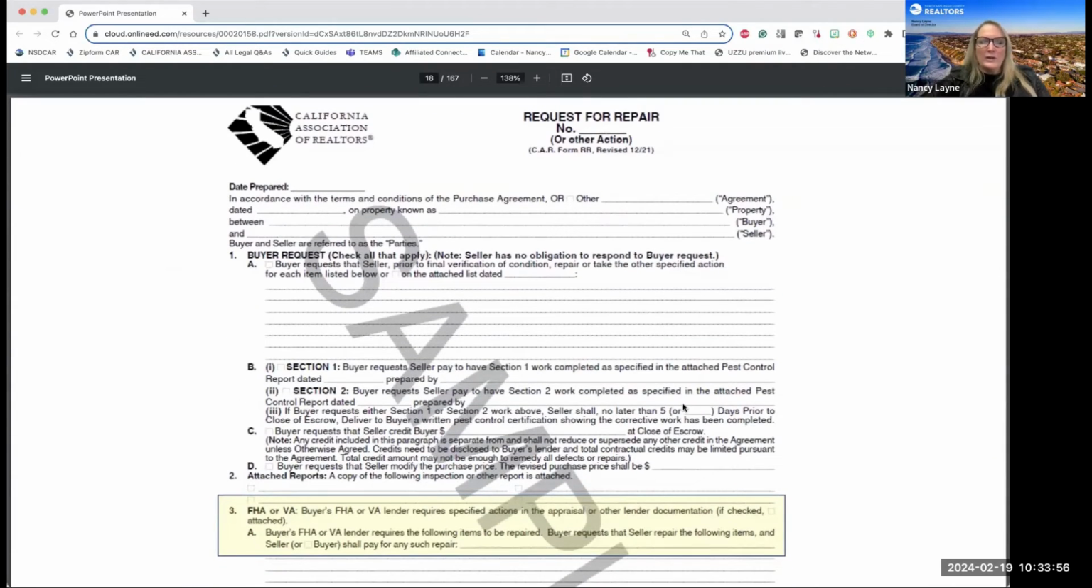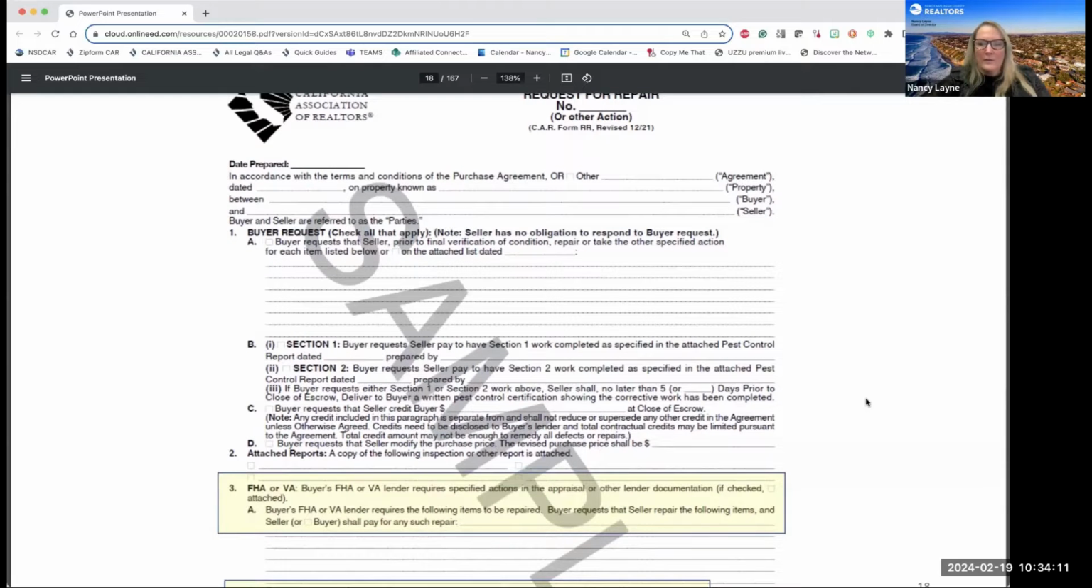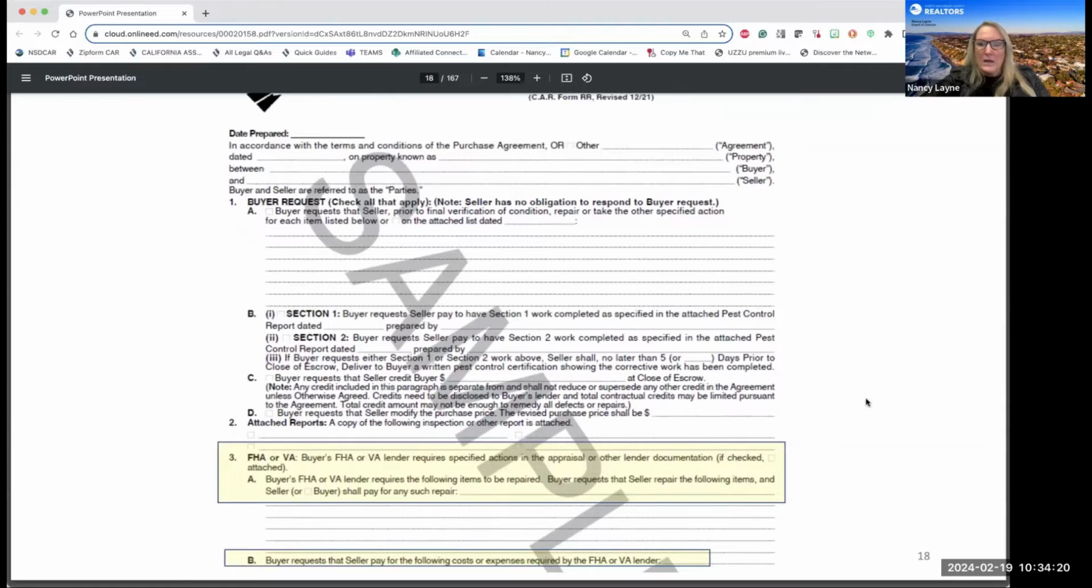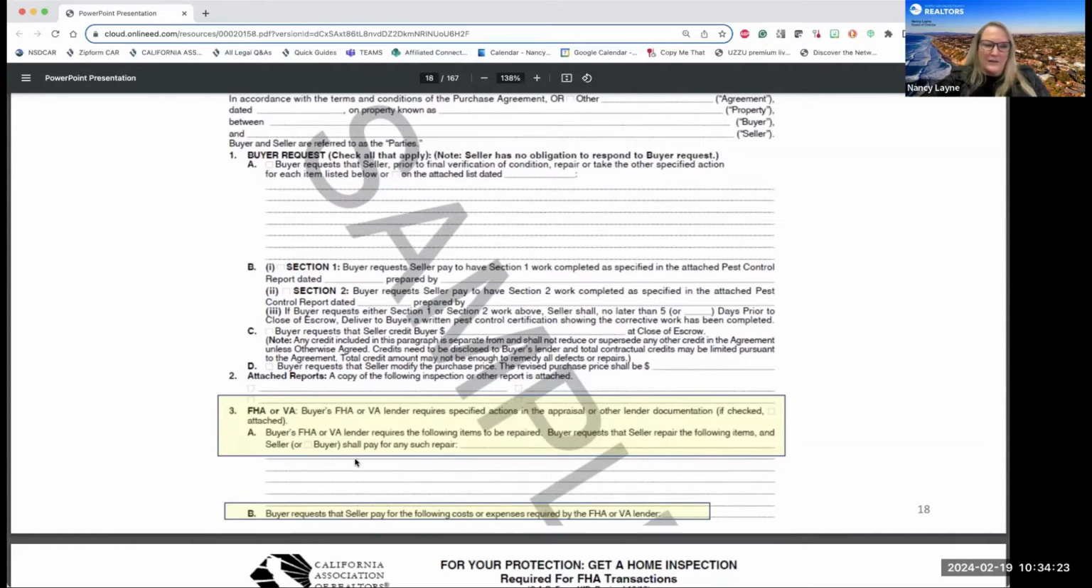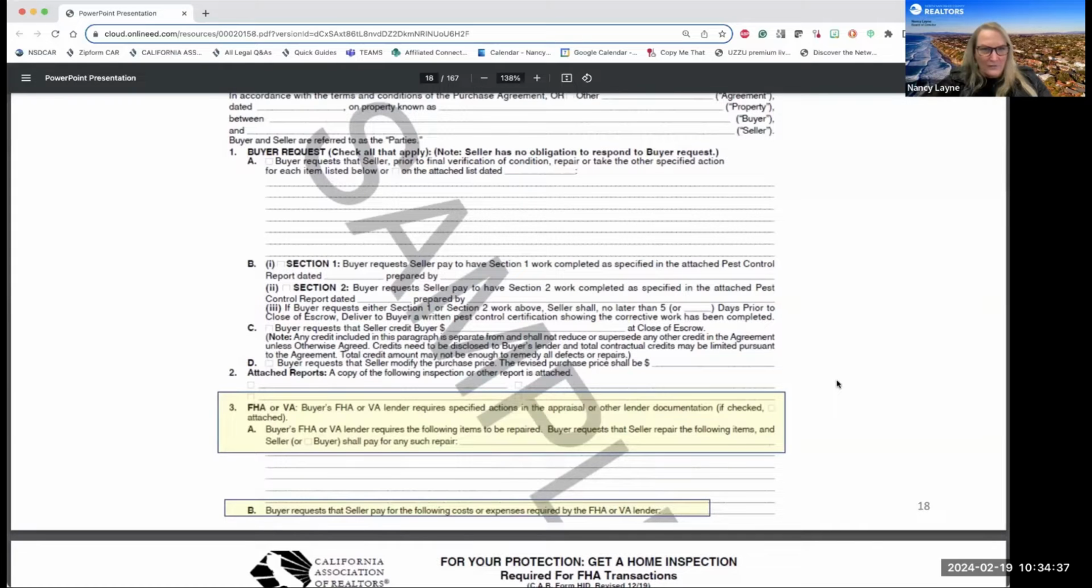So when you get to the request for repair, and this is kind of an interesting section here, a lot of times people feel like the request for repair is a requirement for the seller to do some of those repairs. They actually don't even have to answer. If you make a request for repair, the seller doesn't have to answer it at all. However, if you have a VA or FHA buyer, there are some required repairs if the buyer is going to continue. Doesn't mean the seller has to agree. It just means if they're going to continue, the buyer cannot pay for those repairs.